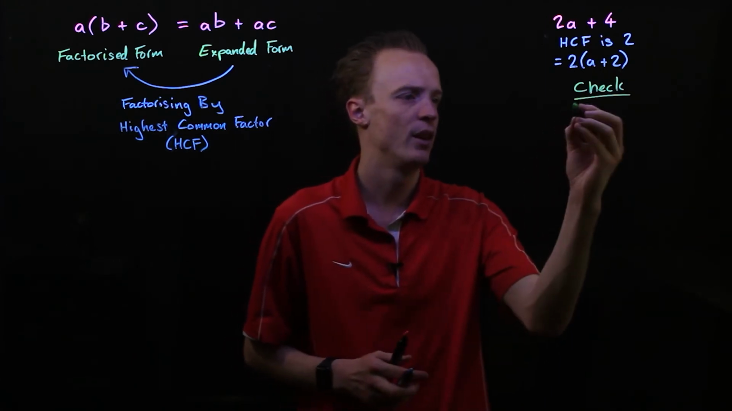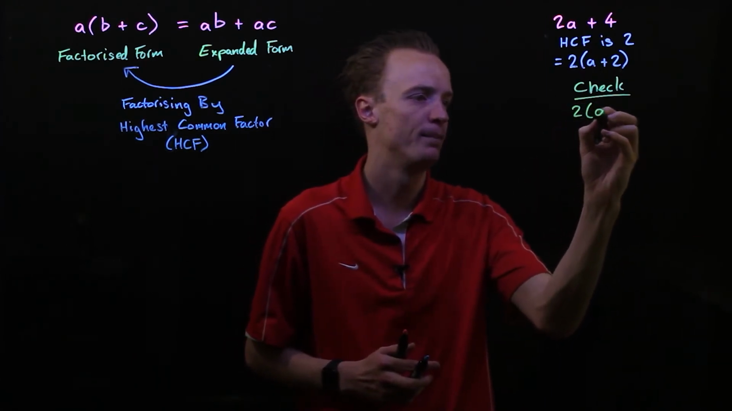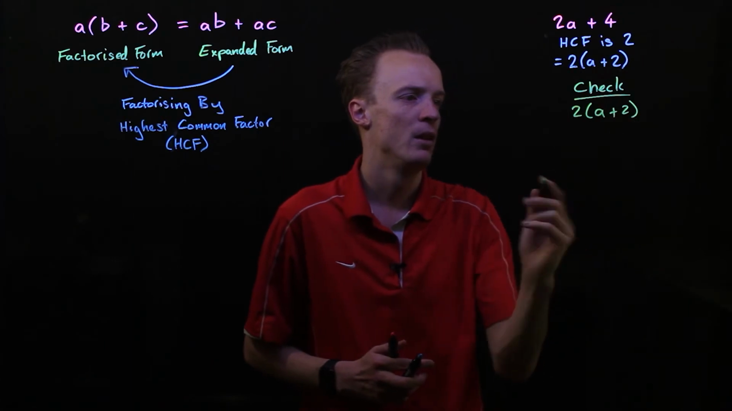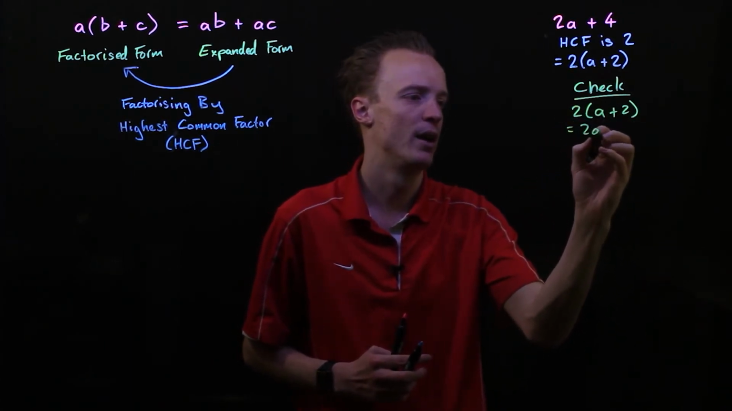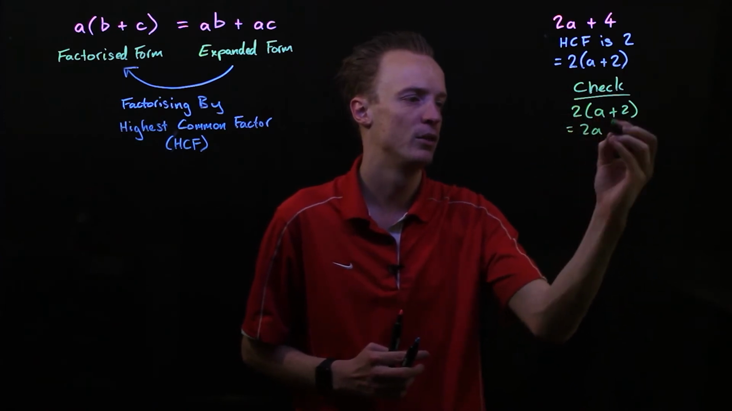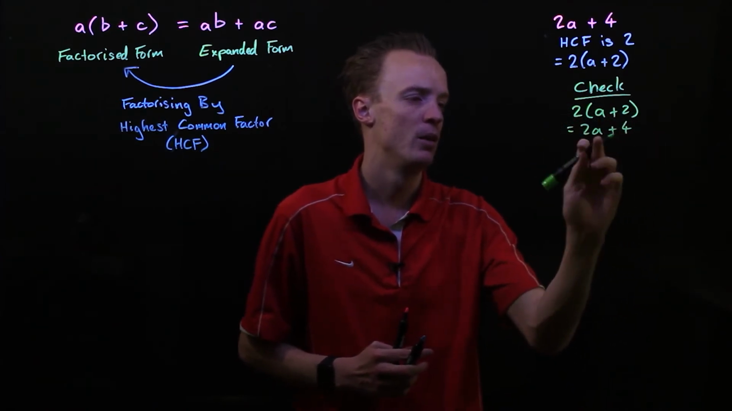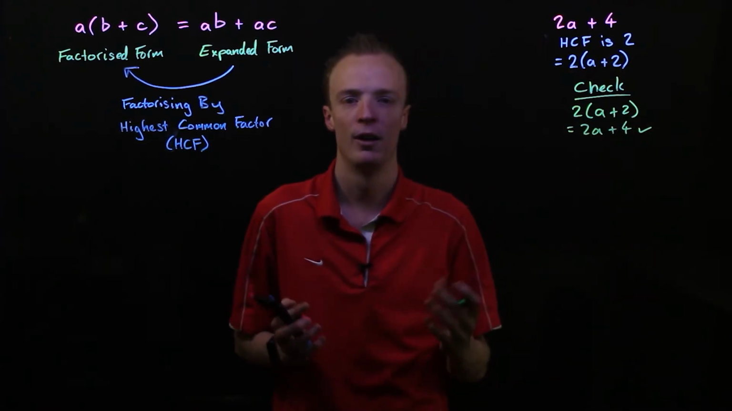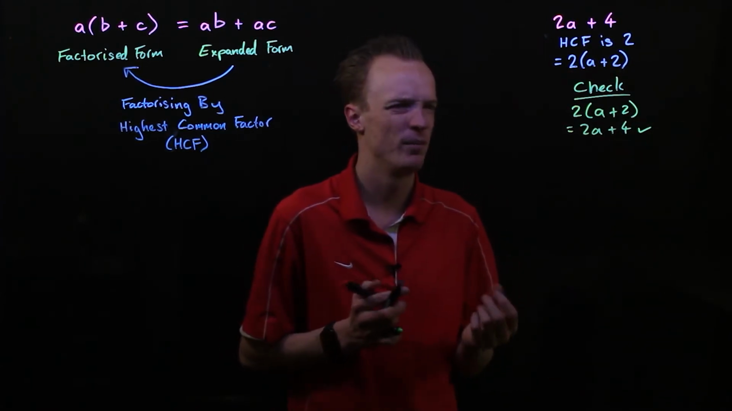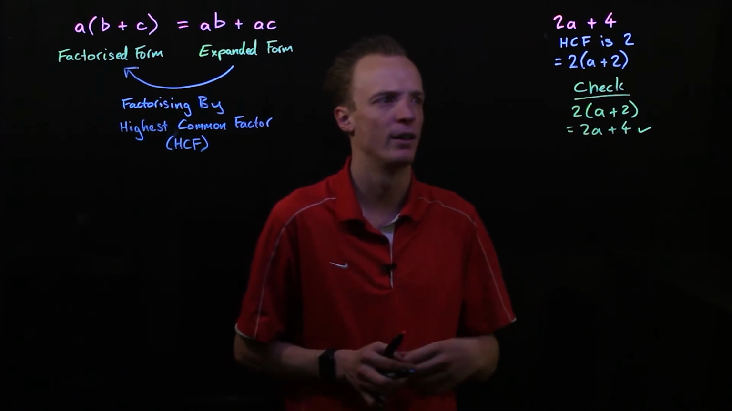To check this, currently we've got 2(a + 2). When we multiply this out, there's going to be 2 times a, which is 2a, and then 2 times positive 2, which is positive 4, which is what we had when we began. So it means that we've factorized this correctly. So this works if we've got a common factor that's a number.